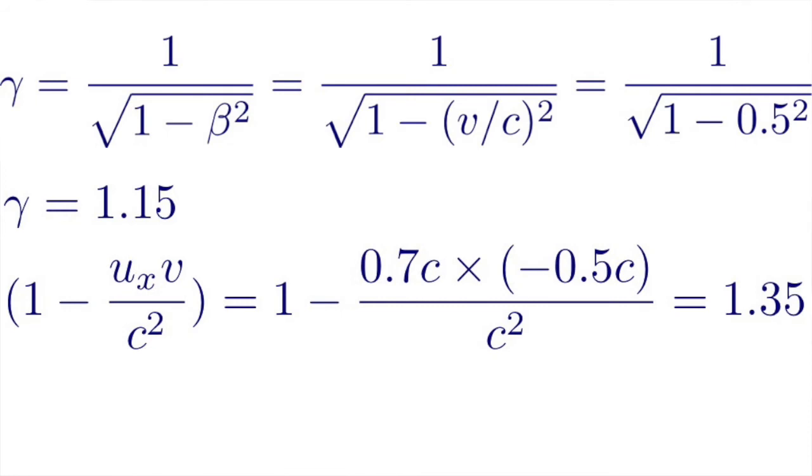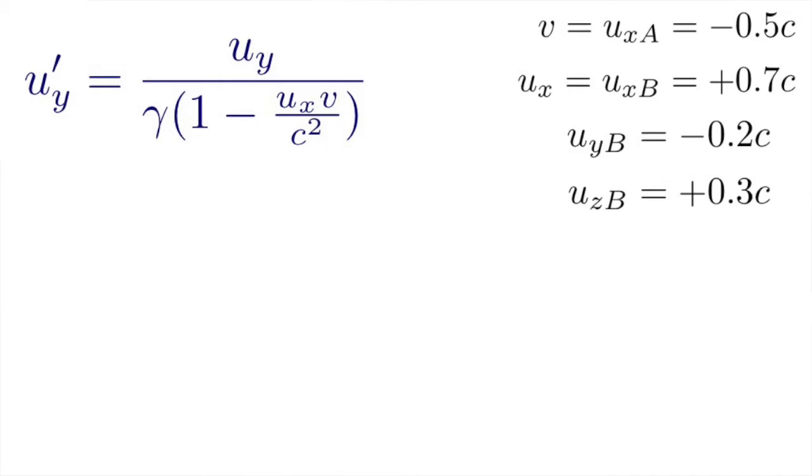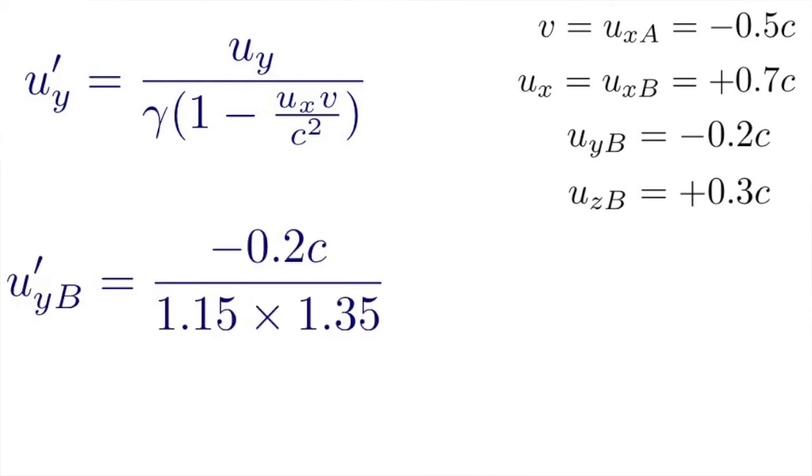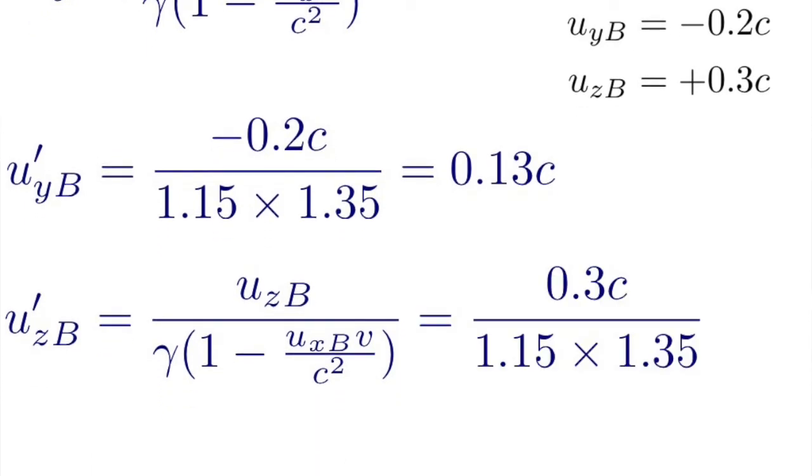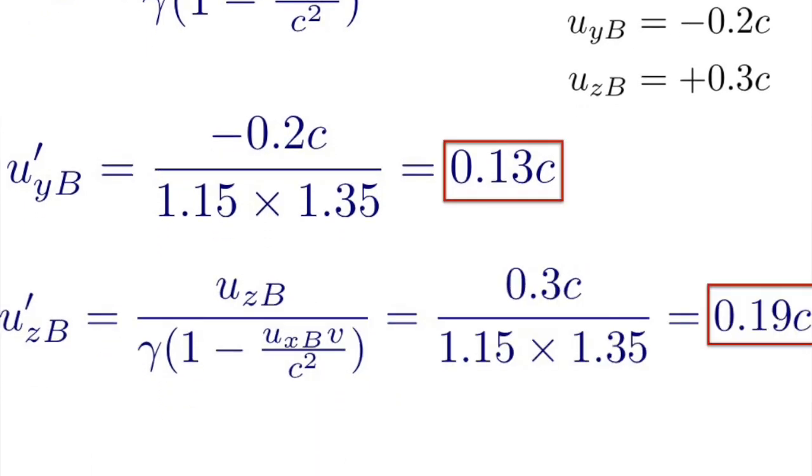With that in hand, now we can go and calculate those velocities. First, what is the y and z component of the spaceship B as seen from Jakku? Well, it is minus 0.2c and plus 0.3c. So with that in hand, we substitute that in our equation and we obtain that the velocity prime in the y direction is 0.13c, and if we go to the z component again, we get that the final velocity in the z direction is 0.19c.